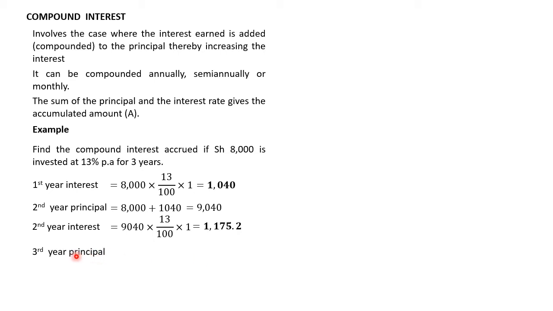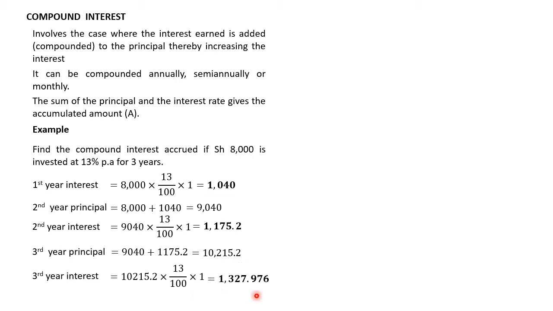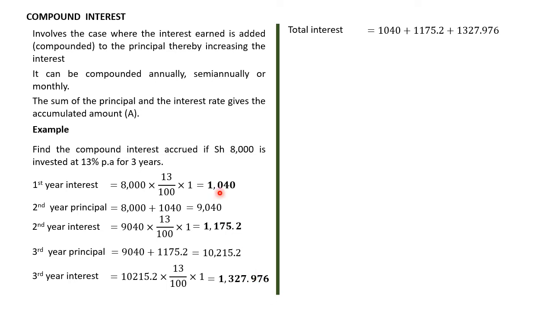Now, the third year, the principal will therefore be 9,040 plus 1,175.2, which gives us 10,215.2. Please notice that this is now the principal for the third year. Therefore, the interest will be 10,215.2 times 13 over 100 times 1, which gives us 1,327.976. And therefore, the total interest will be the 1,040 plus 1,175.2 plus 1,327.976, which gives us 3,543.176.